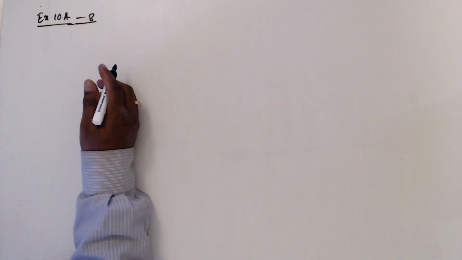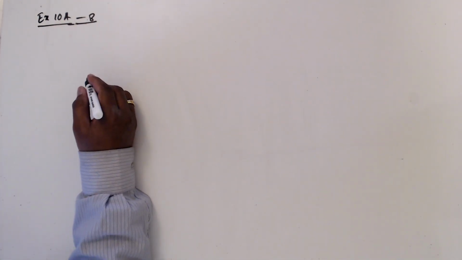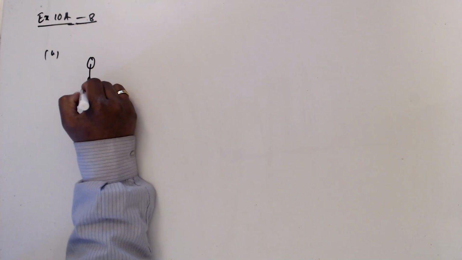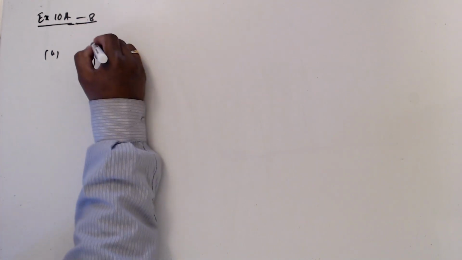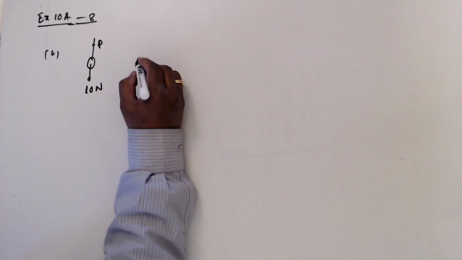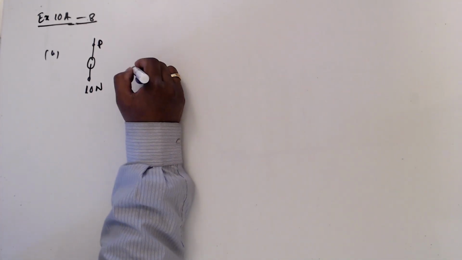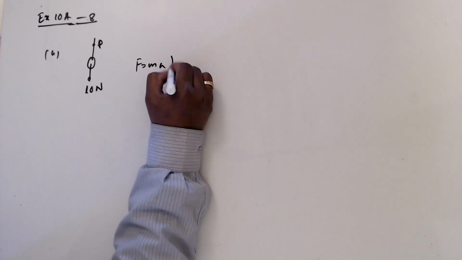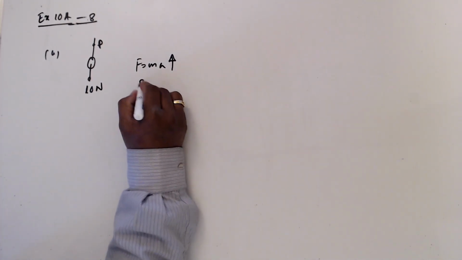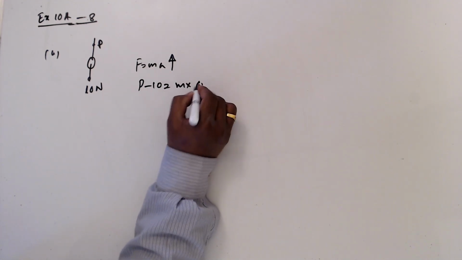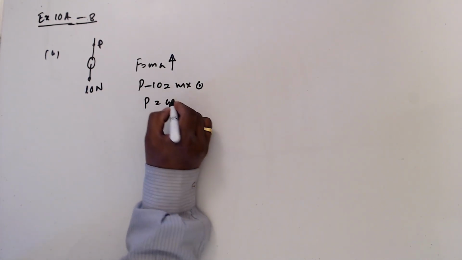Question number 8. Each particle is stationary, work out the P value. For part A, this is 10 Newton and this is P. F equals ma in this direction: P minus 10 equals m times 0. So P equals 10.